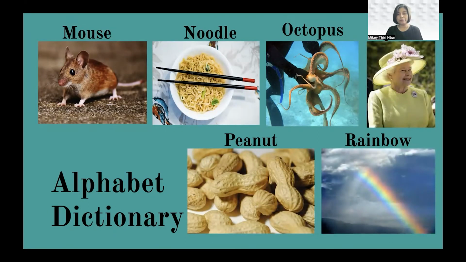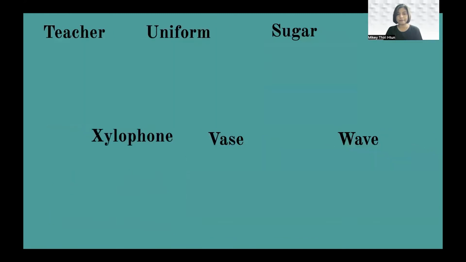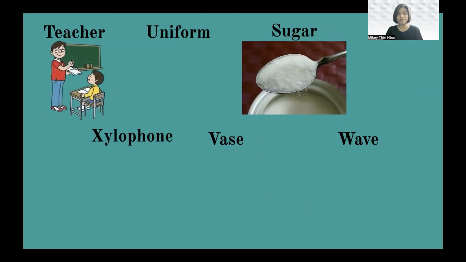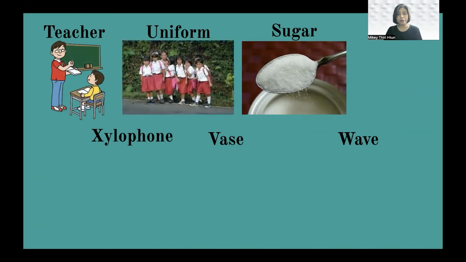And R for rainbow. You can see rainbow after rain in the sky. Another one is S for sugar. You put sugar in your coffee to make it sweet. And T for teacher, is like me, teacher Mikey. And U for uniform. So mostly in school, students and teachers wear school uniform. At work, the workers wear the work uniform. This is the same clothing style.